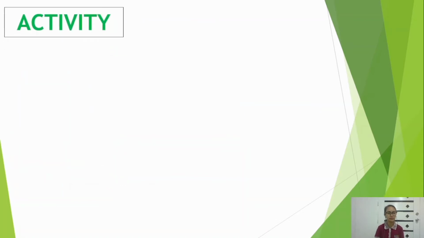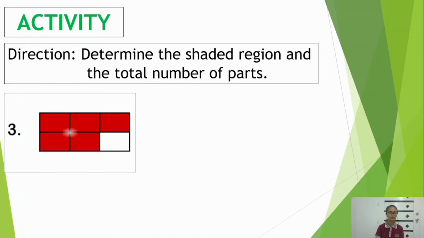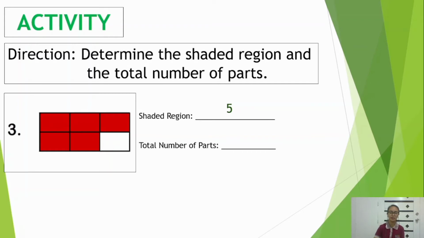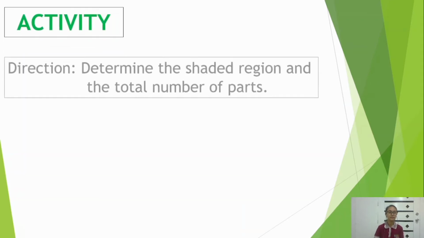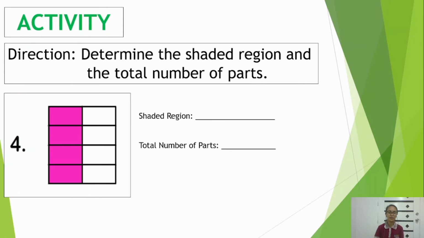Let us have the next one, number 3. So, based from the given, how many shaded region? The answer is 5. And the total number of parts is 6. Di ba madali lang ang ating topic ngayon? What about number 4? The shaded region is 4 and the total number of parts is 8. Very good. Okay na.